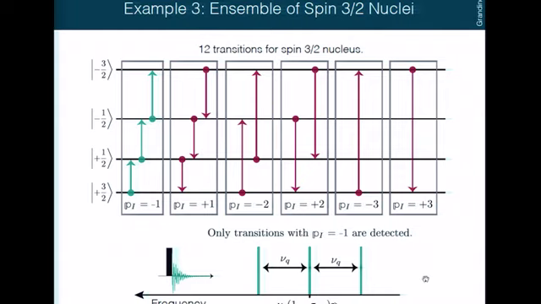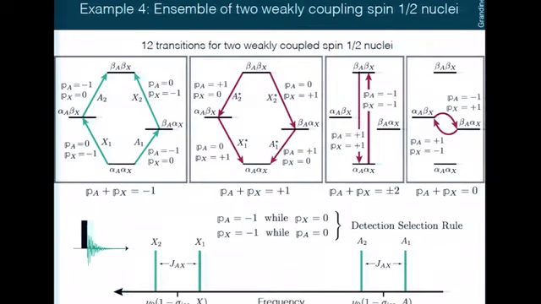Now, a lot of you aren't interested in quadrupolar nuclei, so let's stare very hard and carefully at this. This is just two coupled spin half nuclei. There are four energy levels there, and these are all the transitions. Now, we can only observe these over here.